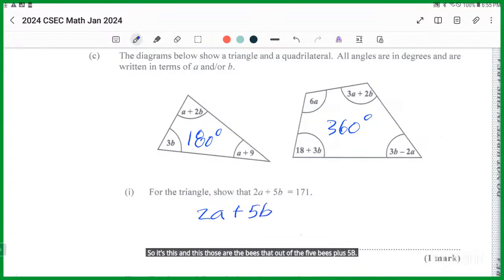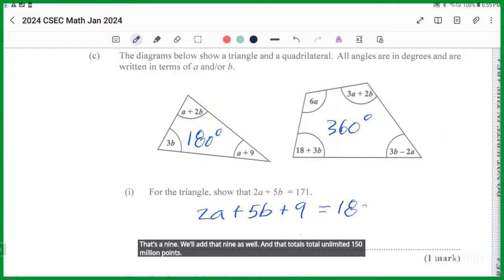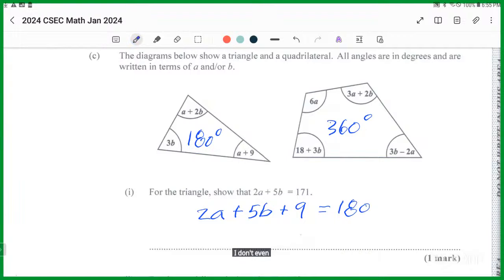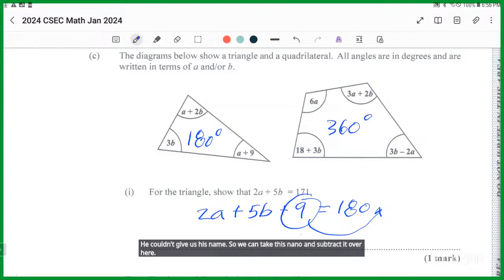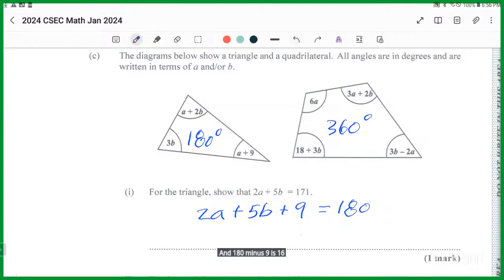And we add up the numerals. This is the only numeral in there. That's a 9, so add that 9 as well. And that totals the angles in there to 180 degrees. I'm leaving off the degree symbol, but I said everything was in degrees. The equation that they give us doesn't have a degree symbol. So we can take this 9 now and subtract it over here, and 180 minus 9 is 171. So we get the equation that they gave us, which is that 2A plus 5B is 171.